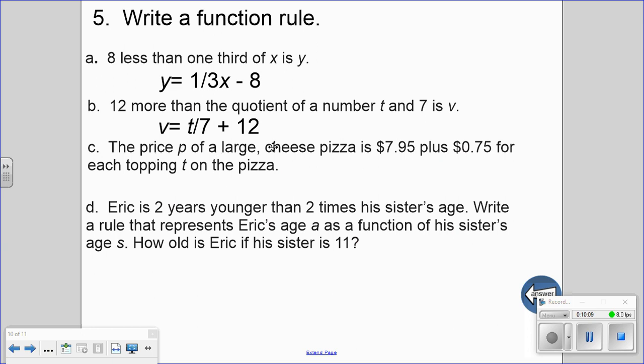Again, this price per pizza, you're starting with $7.95 plus you're adding 75 cents per topping. Then Eric is 2 years younger than twice his sister's age, so you take twice his sister's age, you subtract 2 from that, you'll get Eric's age, and if his sister's 11, then Eric would be 20 years old.